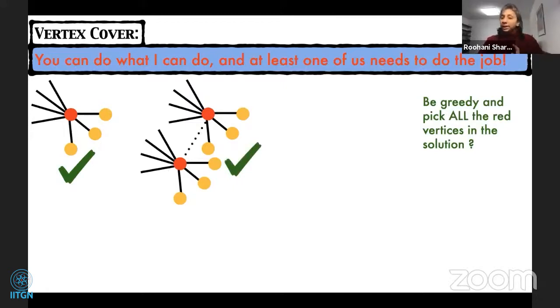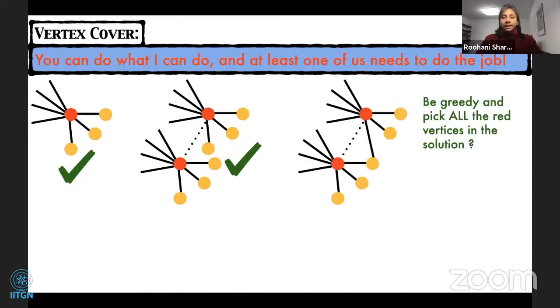Now, let's look at the next example. The next example is a little different in the sense that in the earlier examples, the yellow vertices were very private to the red vertices, but now there are some red vertices that share a yellow vertex. Can we still say that if you have such an instance, then just go ahead and pick all the red vertices in the solution? Can we say that? I'll wait for an answer if someone has one.